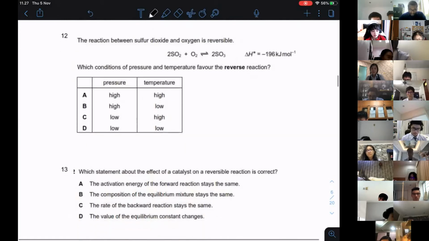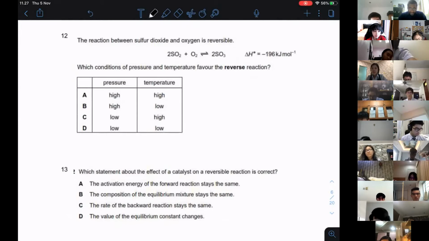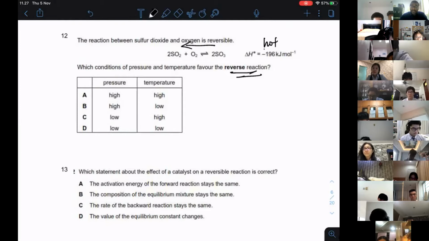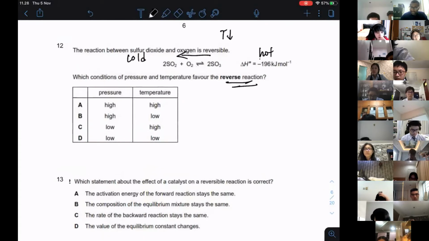Next, similar. Which condition of pressure and temperature favors the reverse reaction? So I want it to go to the left. Let's figure out how to make it go to the left. This is negative, so hot. This is cold. How do I make it change from hot to cold? You can do it the reverse way. Hot to cold, I'm bringing down the temperature. Why am I bringing it down? Because the temperature was high just now.